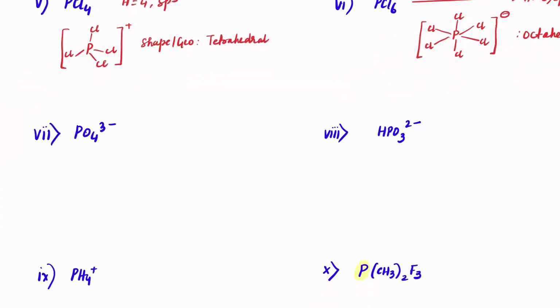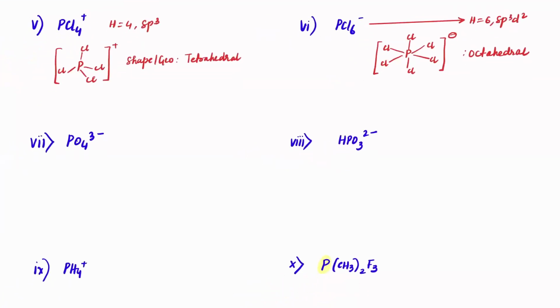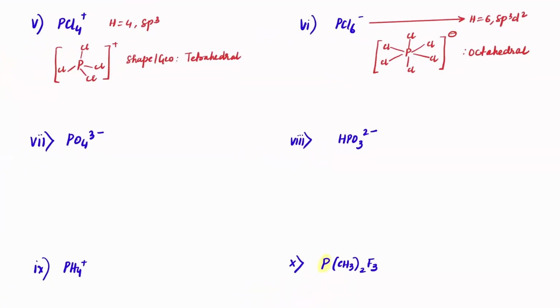When does the other case come, when it's d2sp3? Wait a minute. Coordination compounds, not in this topic. We'll come across that in inorganic, in coordination compounds. How do you identify when it's this and that? We have a separate science for it. Don't worry. That's not just by simple hybridization.